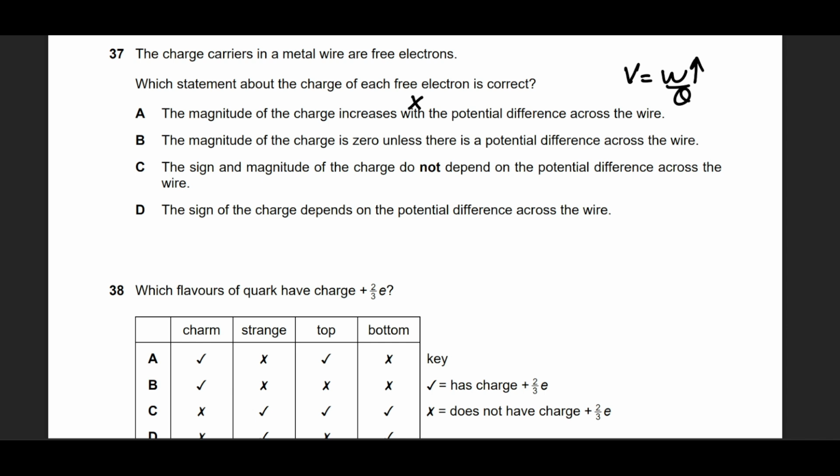The magnitude of the charge is unchanged. Charges are always there. Electrons are always inside a conductor. They are always moving. When you apply the potential difference, they move with drift velocity.